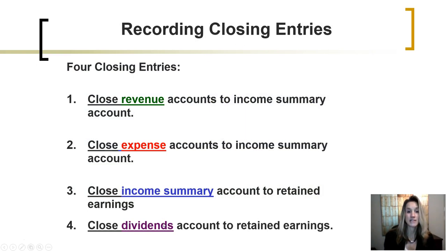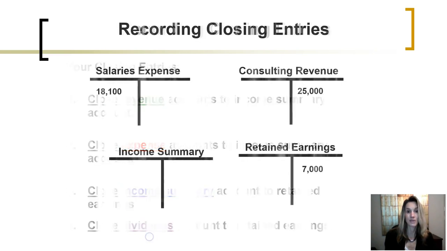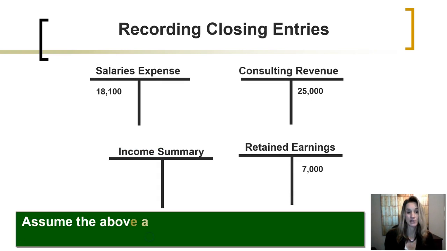The closing of the temporary accounts is a 4-step process. We have 4 closing entries to prepare. The first closing entry closes revenue accounts. The second closing entry closes expense accounts. The third closing entry will close an expense and revenue summary account, which we call the income summary account. And the fourth closing entry is to close dividends. So let's look at the first closing entry.